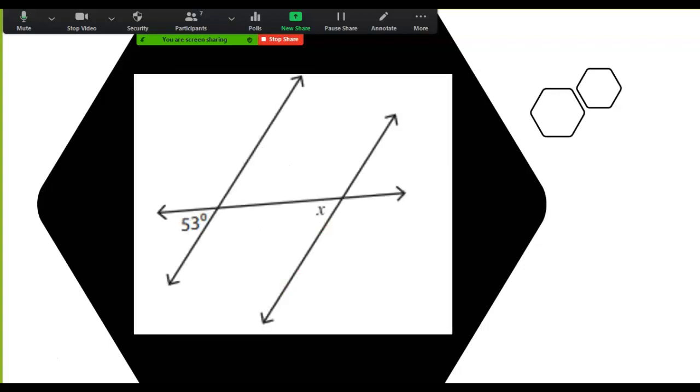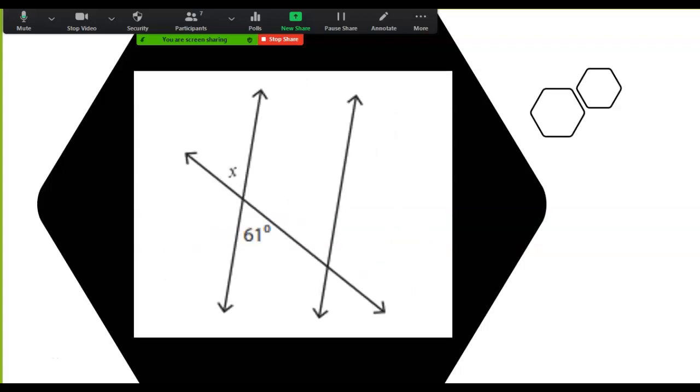Next one. Think about it. What is the value of angle X? Raise your hand when you get it. What's the value of angle X? It should be pretty quick. Yes. 53 degrees. How do you know? Right, because they're both acute angles, so they must be congruent. So X is equal to 53 degrees. Very good.